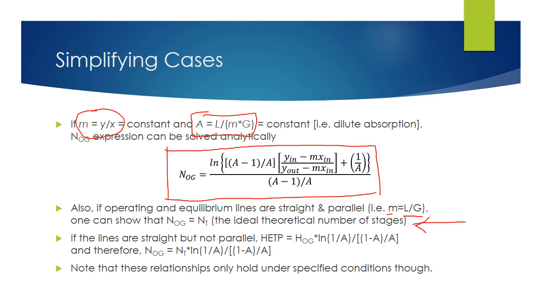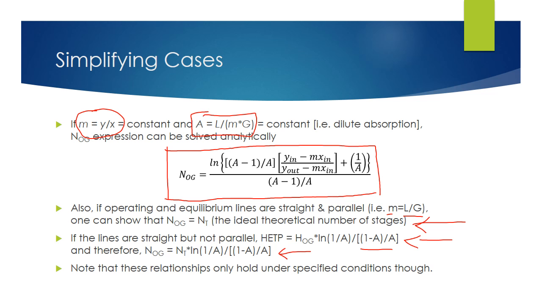If the equilibrium line and the operating line are straight but not parallel, you can show that the height equivalent to a theoretical plate is equal to the height of a transfer unit times the log of 1 over a, over 1 minus a divided by a. So if you evaluate that expression, you can relate HETP to the height of a transfer unit. Also, if they're straight but not parallel, the number of transfer units can be related to the number of theoretical stages based on the value of a. But these relationships only hold as long as you have straight lines on your y-x diagram, which would imply that you have a dilute system.